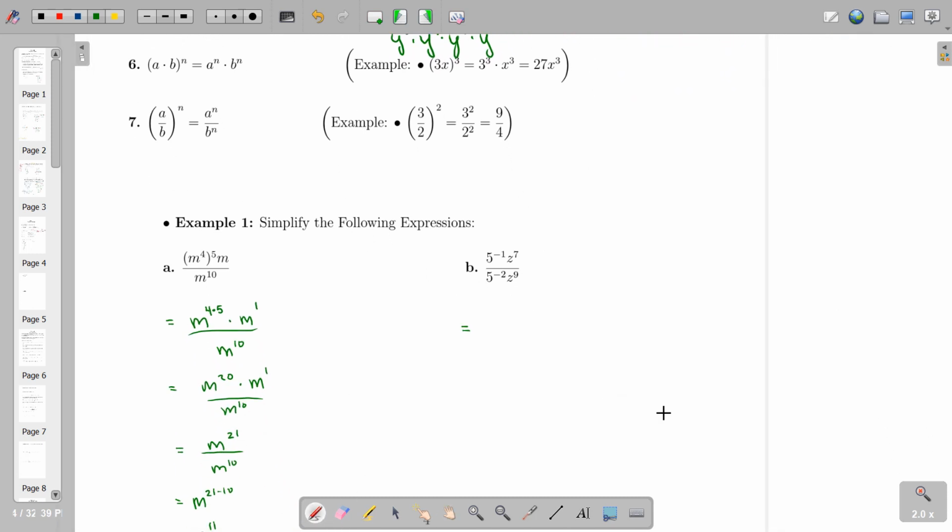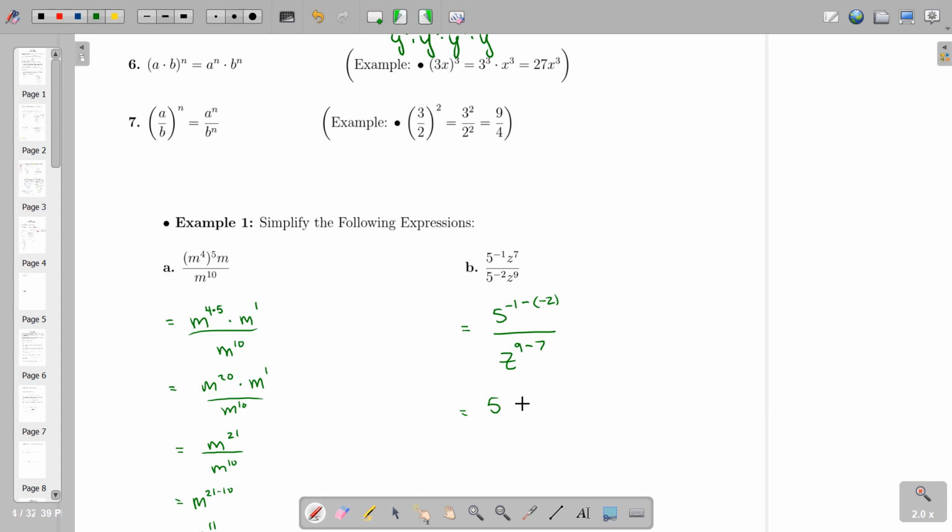So what we want to do is think of, if I move the smaller exponent, then that's what's going to give me a positive answer. Negative 2 is smaller than negative 1, so what I can do is say I'm going to do 5 to the negative 1 minus negative 2, taking this one minus that one. But on the other hand, 7 is smaller than 9, so I'm going to take that down to the bottom and do z to the 9 minus 7.